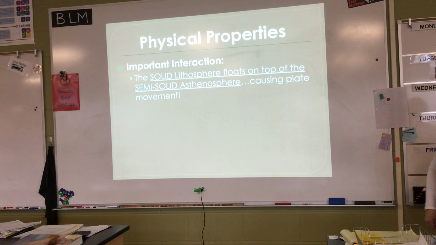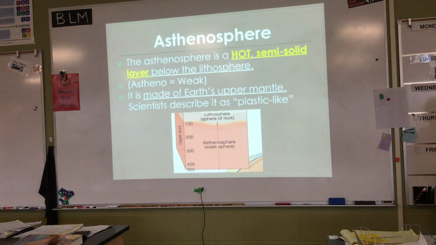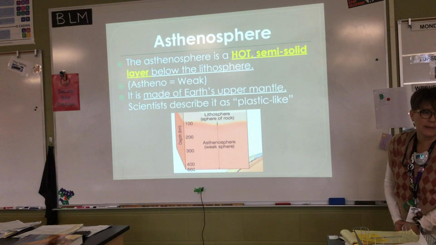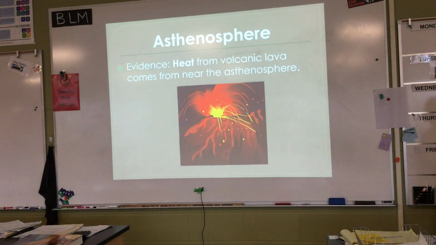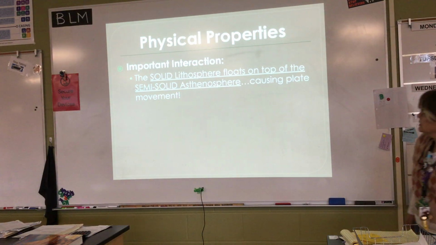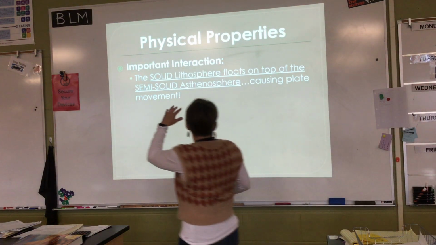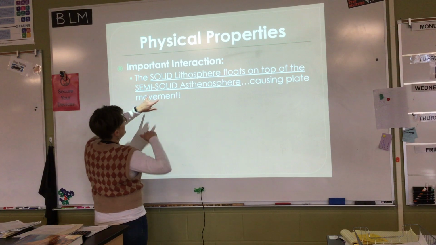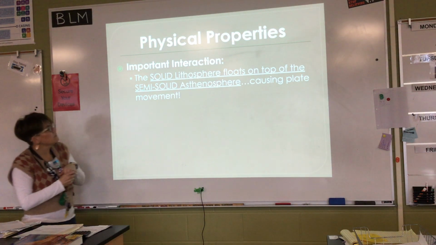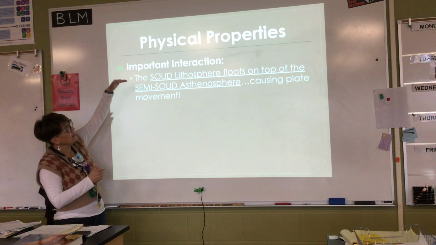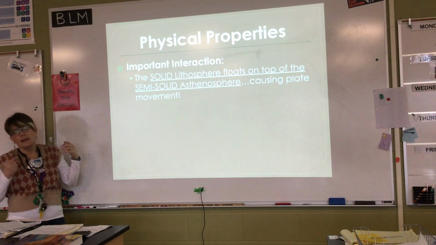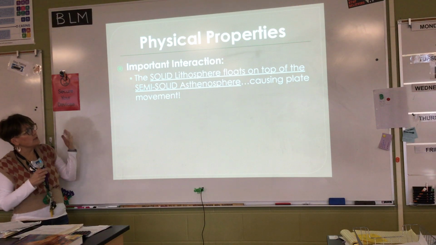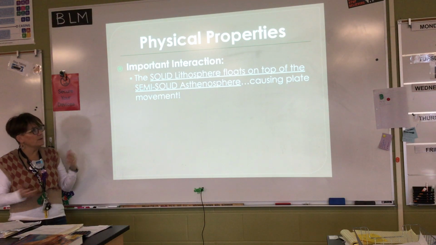What was it made out of? Okay, let's go back. Made of Earth's upper mantle. So you can just write upper mantle. And then the interaction is the solid lithosphere floats on top of the asthenosphere. So they have said solid lithosphere, semi-solid asthenosphere. If you want to put that, you can. If you want to save yourself some even more writing and just say lithosphere floats on top of asthenosphere, that works.